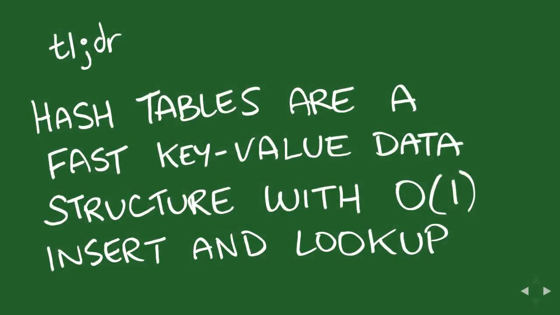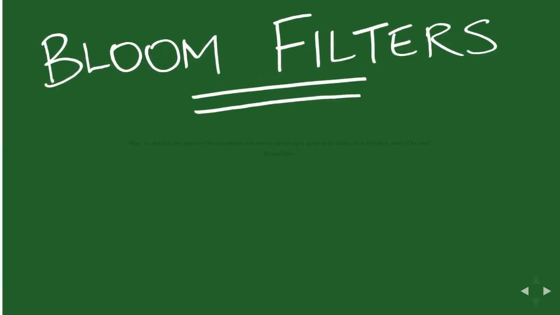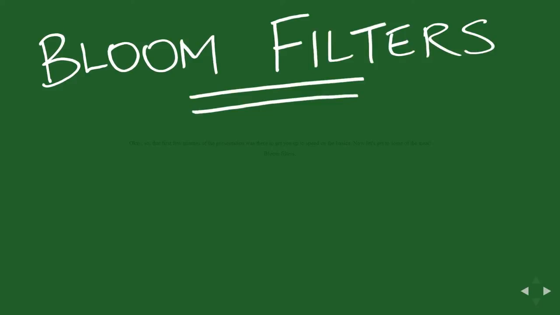So the TLDR here is that hash tables are a fast key-value data structure with constant time insert and lookup. Okay, so that first few minutes of the presentation was just there to get you up to speed on the basics. Now let's get to some of the meat, bloom filters.